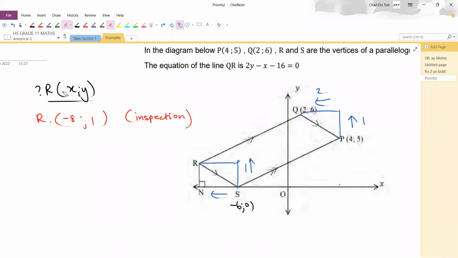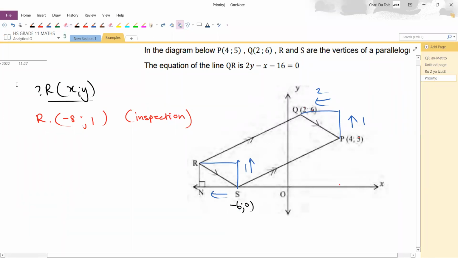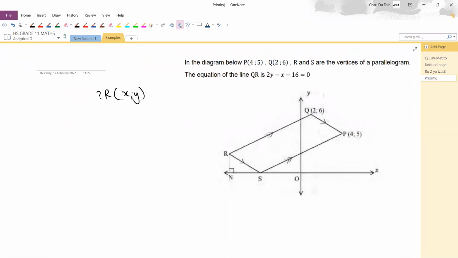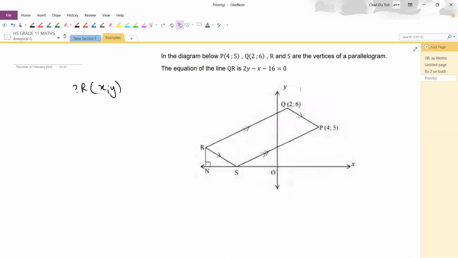If you like this method, if maybe you've got CAT or something and you're used to drawing lines, this would be an easier method. Then there's a longer way, but this is how you work with parallelograms. The only parallelogram rule you have to know is that the two bisectors intersect at the same point, so they have the same midpoint.